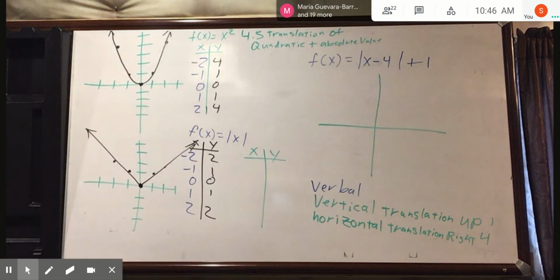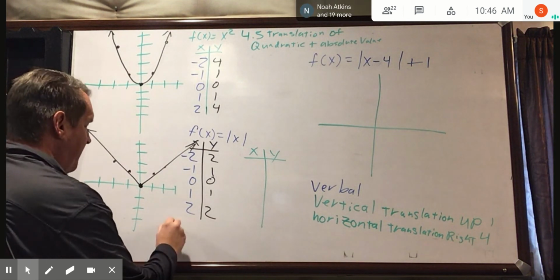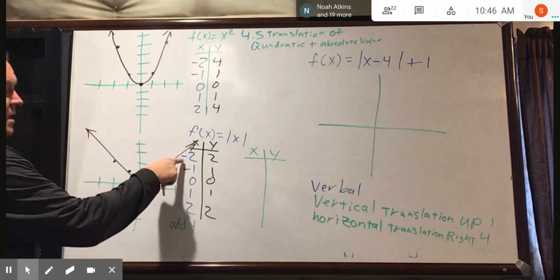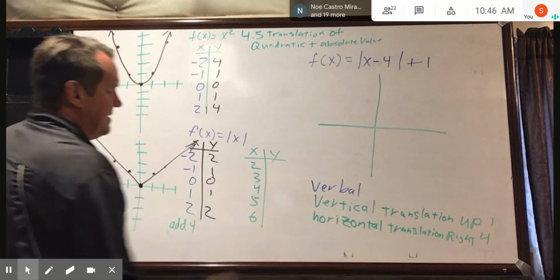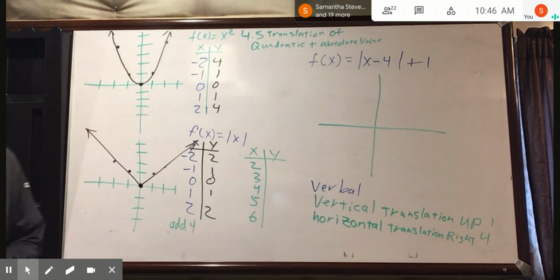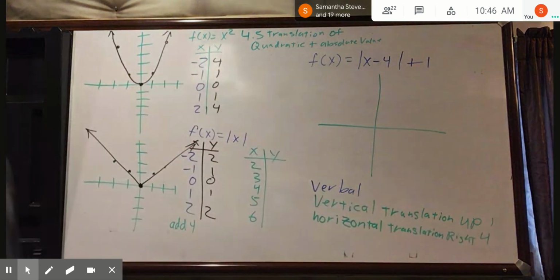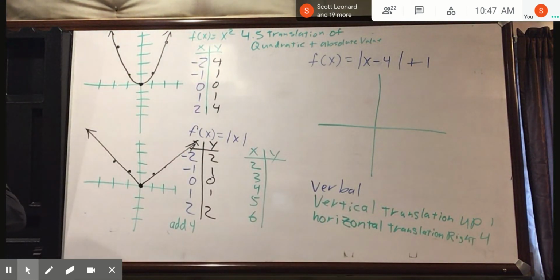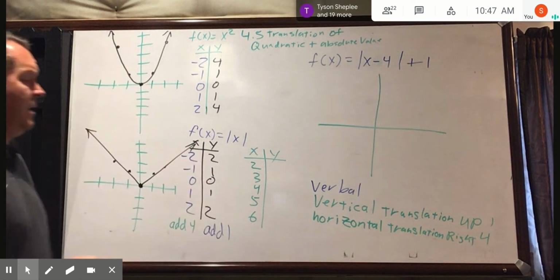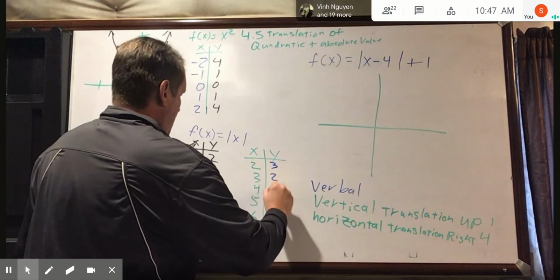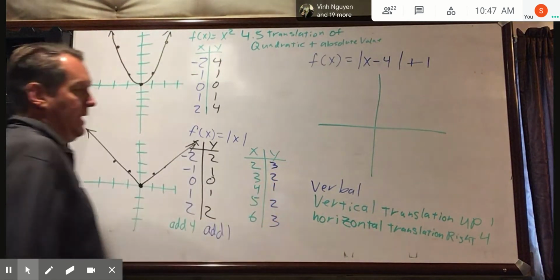Do you add 4? We add 4, yep. Add 4 into each of these, we'll get 2, 3, 4, 5, and 6. All right, what do we need to do to the y values to move them up 1? Add 1. Thank you, Maria. So as I add 1 here, I will get 3, 2, 1, 2, 3.